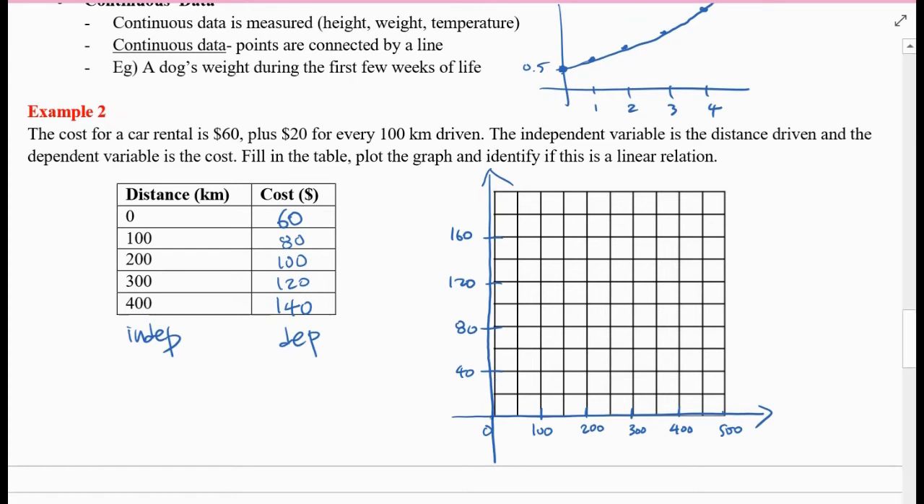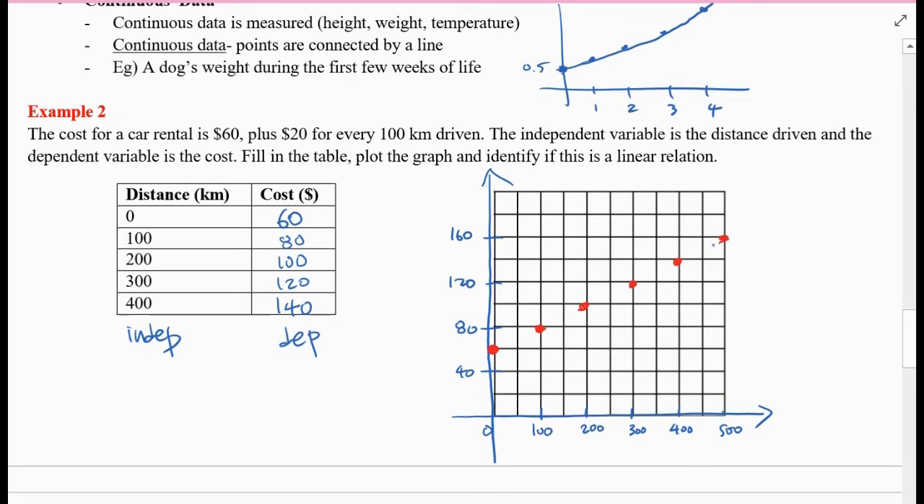So if it is 0, the cost is 60. 60 is here. When it's 100, the cost is 80. 200, the cost is 100. 300, the cost is 120. 400, the cost is 140. And it's not part of the table, but if it is 500, it's going to be $160.